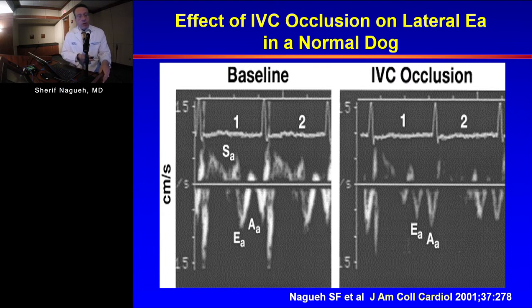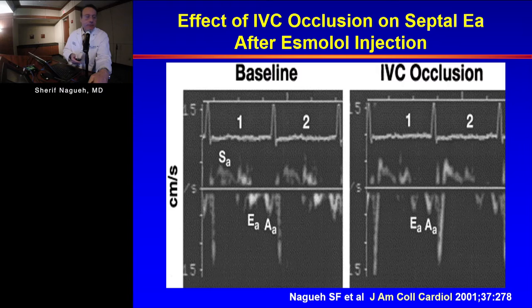With IVC occlusion, you decrease the venous return, and when you decrease the venous return, the flow into the heart drops, stroke volume drops, LA pressure drops, and you see that the early diastolic velocity, both in absolute value, duration, and TVI drops. So what does that slide show? It shows that it is dependent on loading conditions in a normal heart.